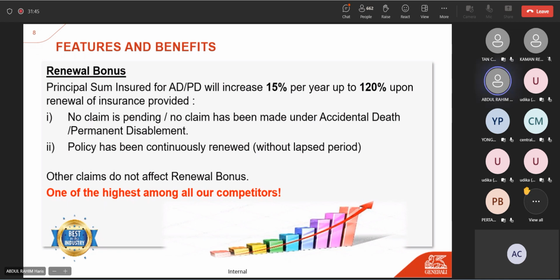The 50% reduction from age 80 is on the original sum insured, the principal sum insured. So if you take a $100,000 plan, once you reach age 80, your sum insured will be 50,000, correct? And your renewal bonus continues, so your renewal bonus will be based on the principal sum insured. So if your principal sum insured has been reduced to 50,000, then your renewal bonus is based on that 50,000.